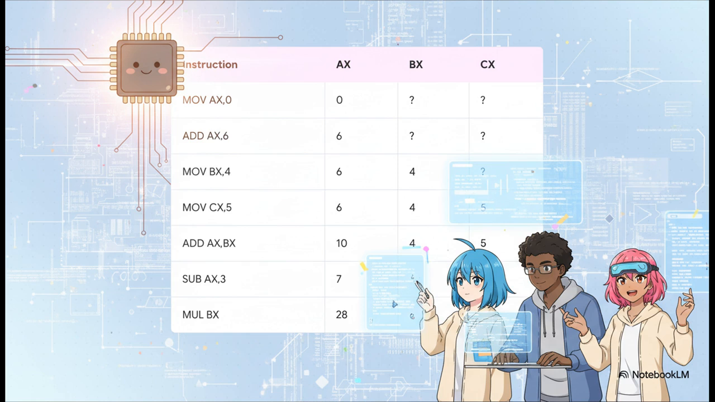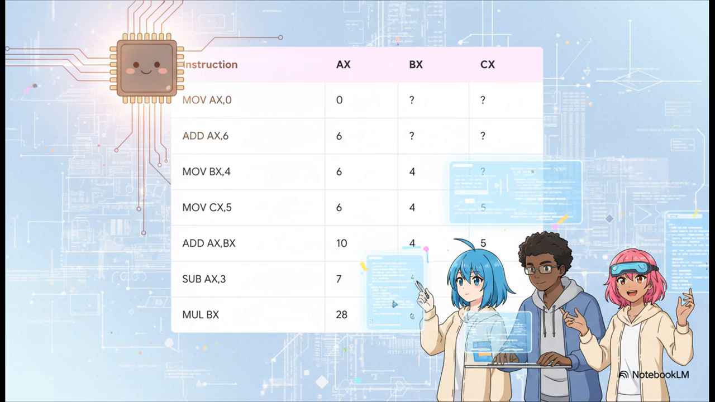Now let's load up the other registers. MOV BX, 4, okay, 4 goes into BX. MOV CX, 5, and 5 goes into CX. Now for the interesting part. ADD AX, BX. The CPU grabs the 6 from AX, adds the 4 from BX, and the result, 10, gets stored right back into AX.